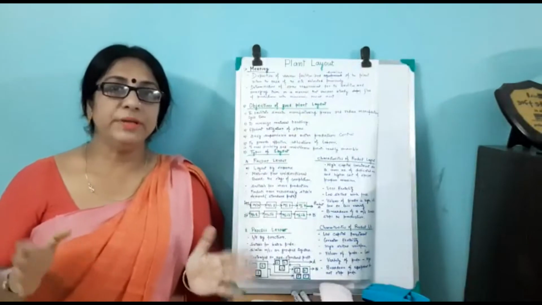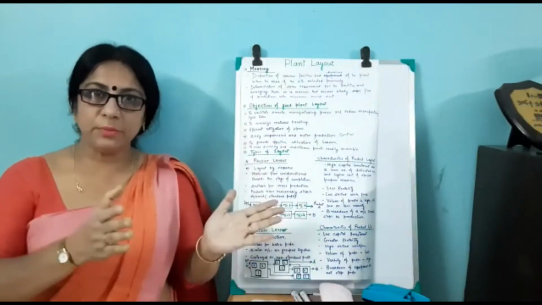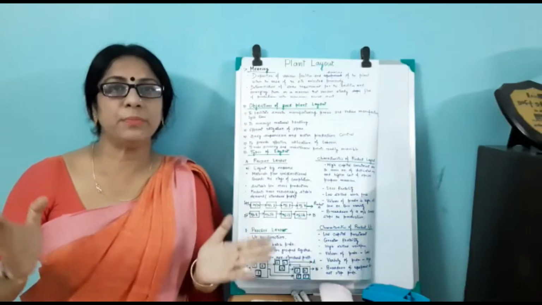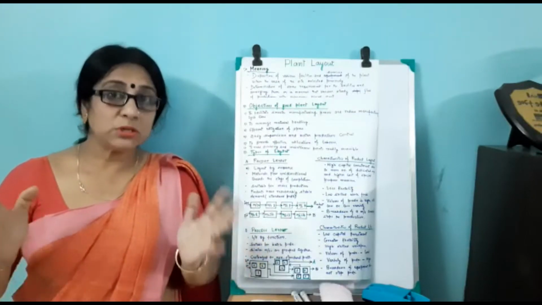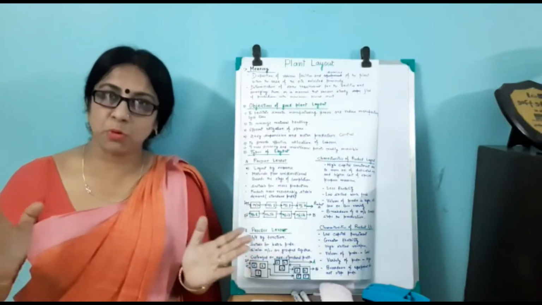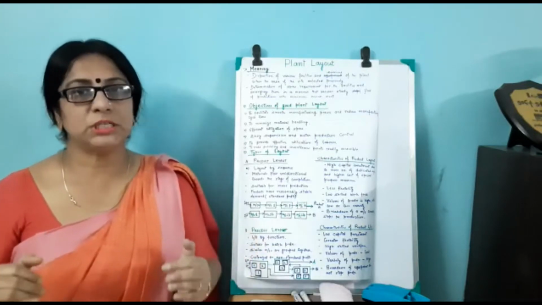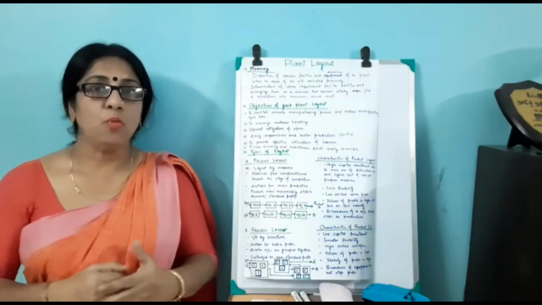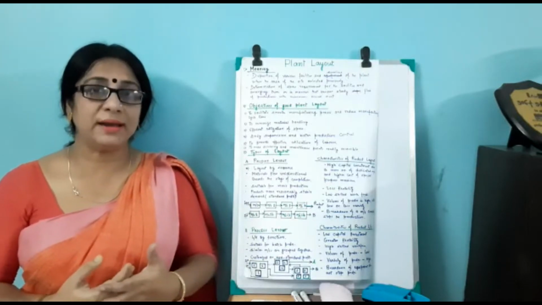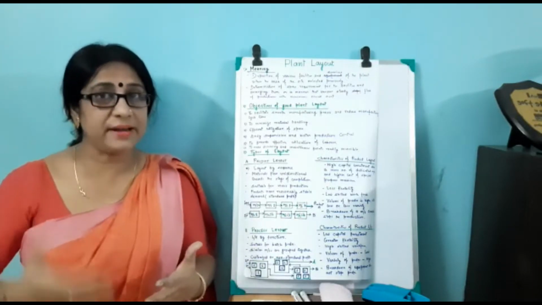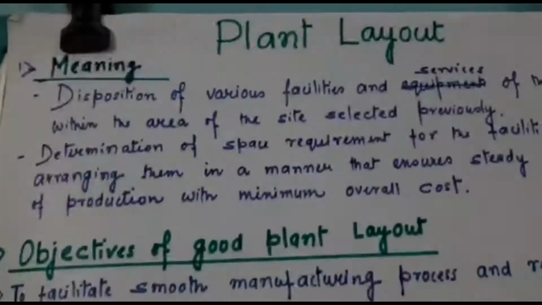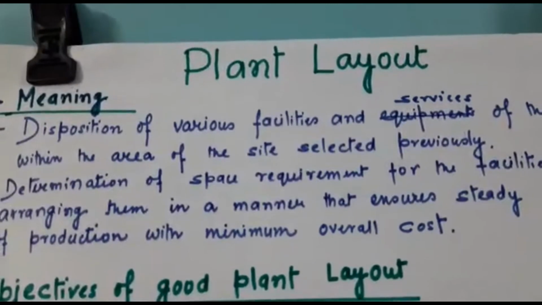This plant layout basically refers to putting the right machine at the right place so as to permit the processing of the product in the most effective manner through shortest possible time as well as shortest possible distance. So in today's class we are going to see what are the objectives of plant layout, that means what are the characteristics of a good layout, and then we will see what are the different types of layout. So let's go into the deep.